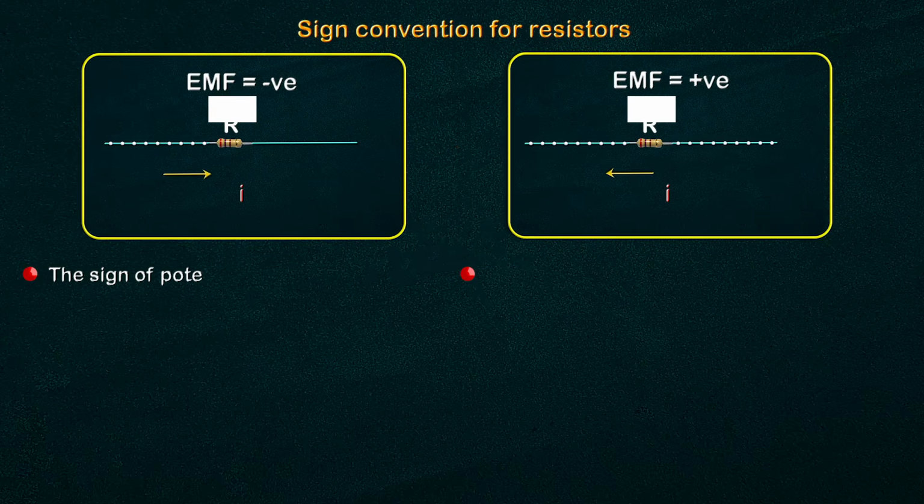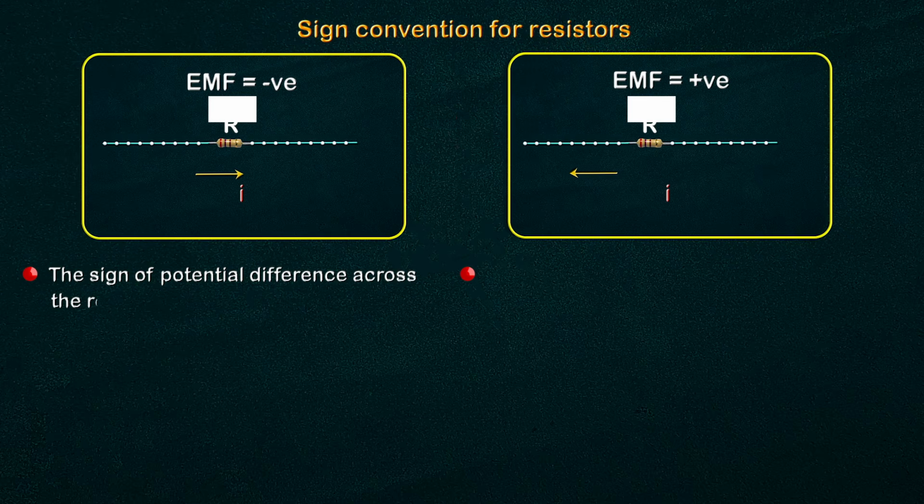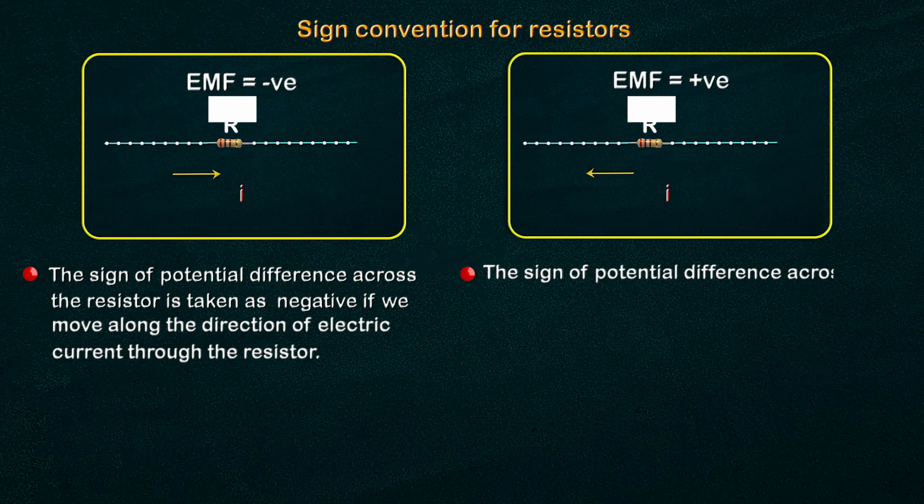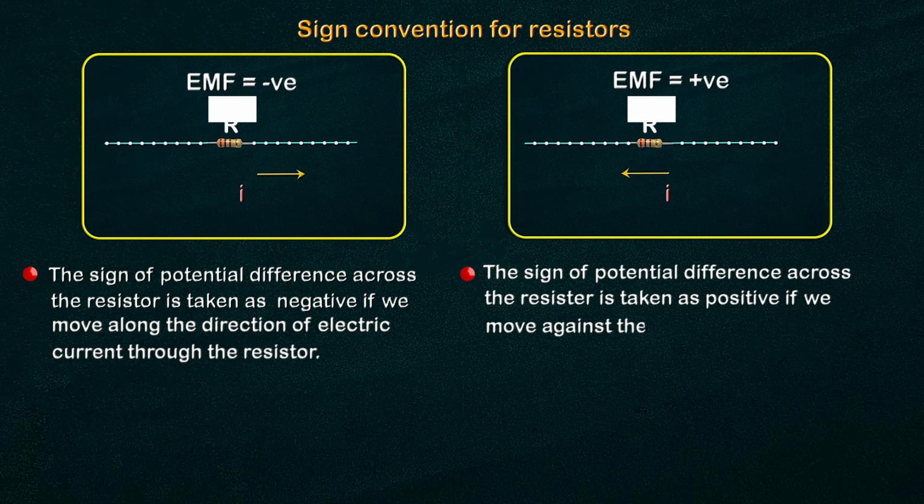The sign of the potential difference across the resistor is taken as negative if we move along the direction of electric current through the resistor. The sign of potential difference across the resistor is taken as positive if we move against the direction of electric current through the resistor.